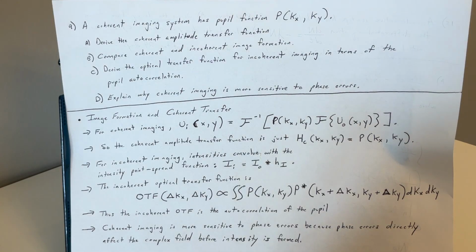Coherent imaging is more sensitive to phase errors because phase errors directly affect the complex field before intensity is formed.